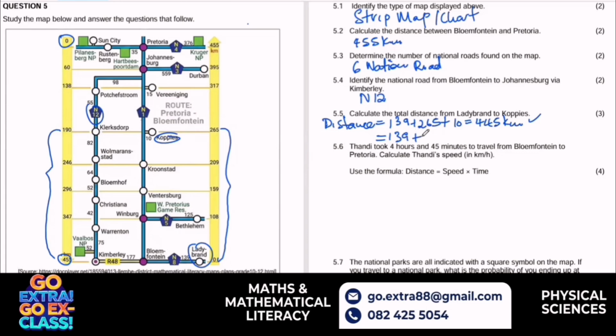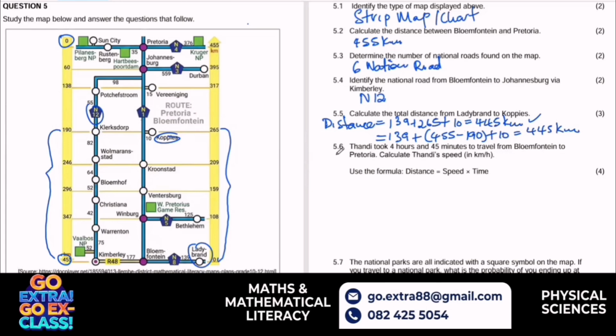139 plus, and then here, if you're using this on the left hand side, you're going to subtract the two points, which is 455 minus 190, and then plus 10 kilometers. This is supposed to give you the same answer as the one that we got from the top. So that would be your answer again. That's how you can also calculate it. Now let's move on.